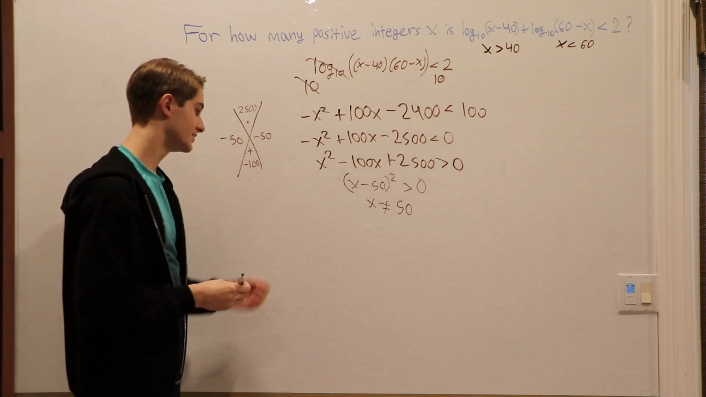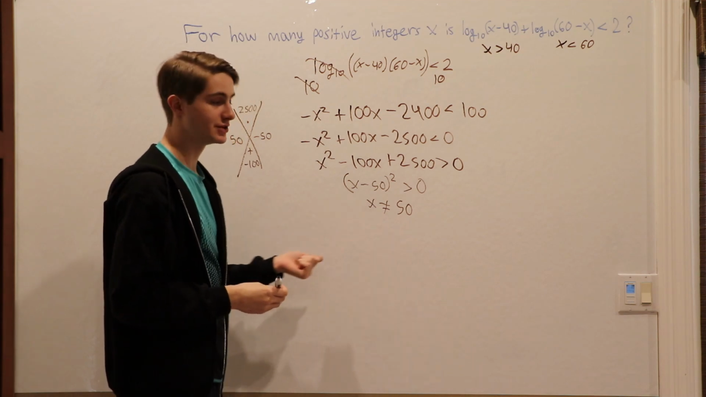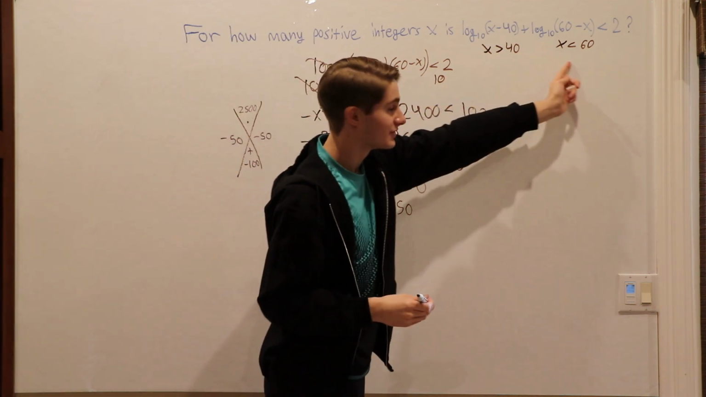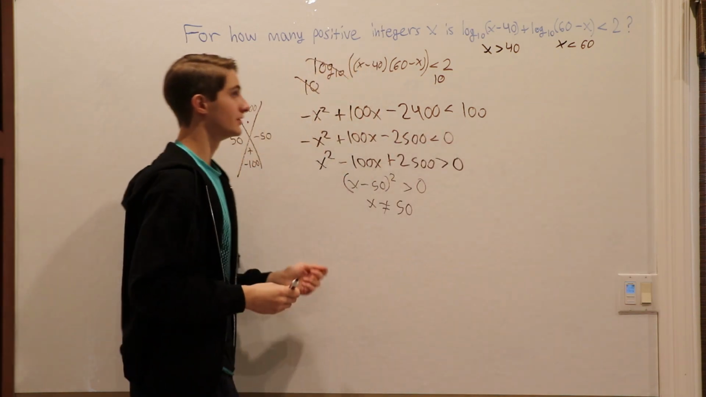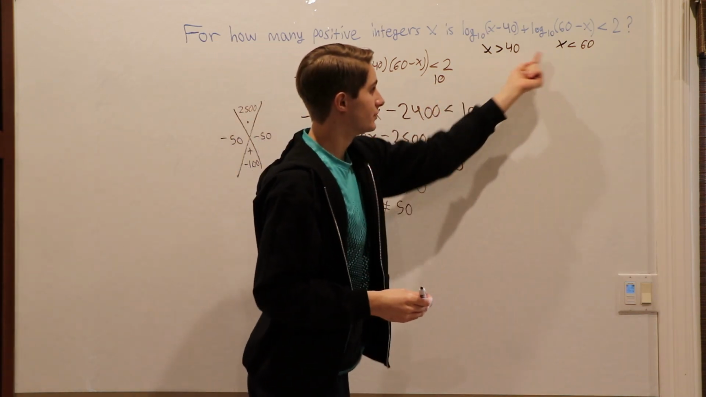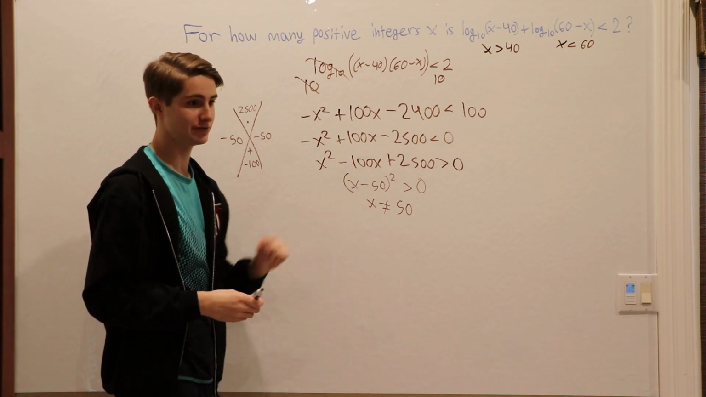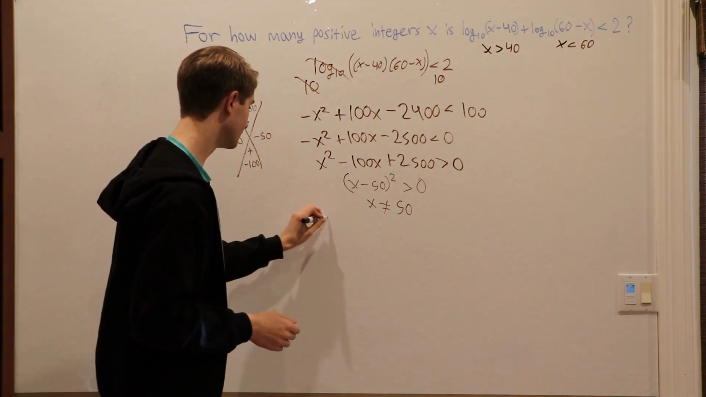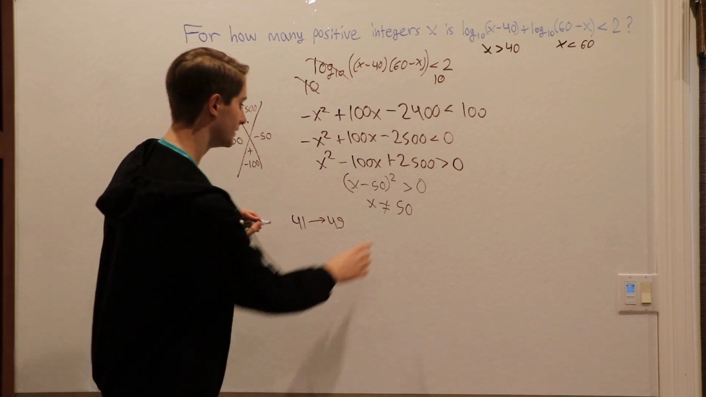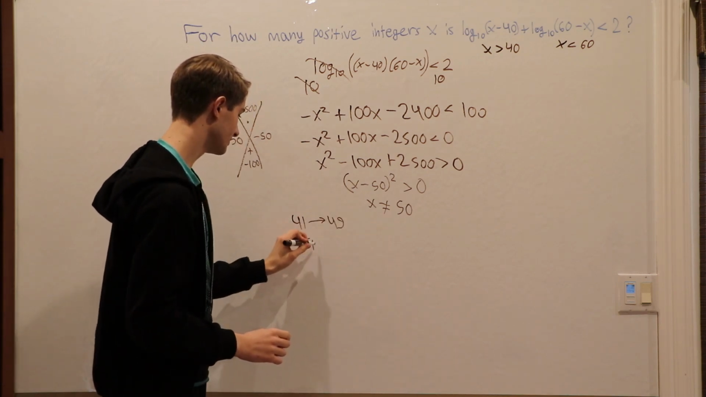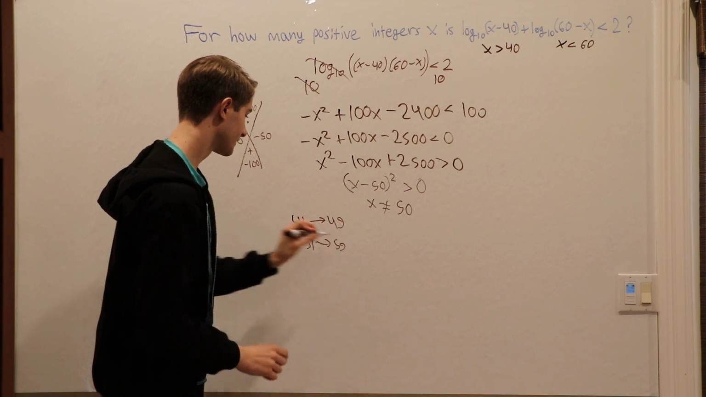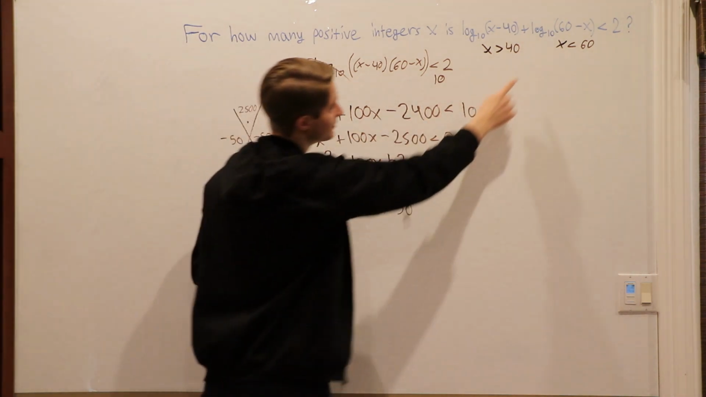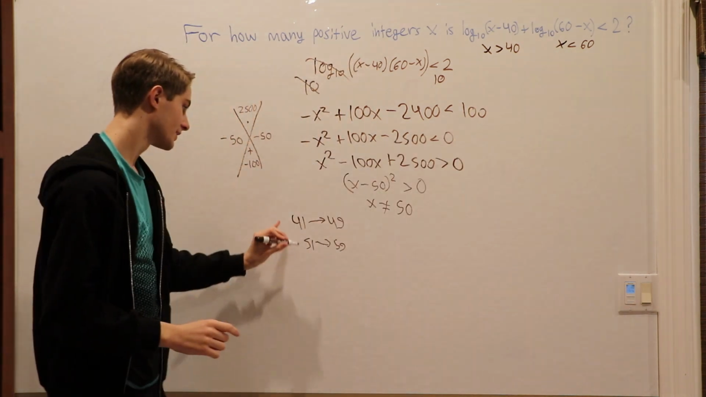Now then you might be tempted to say that there are infinitely many integers, but remember we know that x is greater than 40 and x is less than 60. So that means we need all of the integers in this range except for 50, which means we do 41 through 49, and then we skip 50 and do 51 through 59. We don't consider 40 or 60 because 40 is not greater than 40 and 60 is not less than 60.